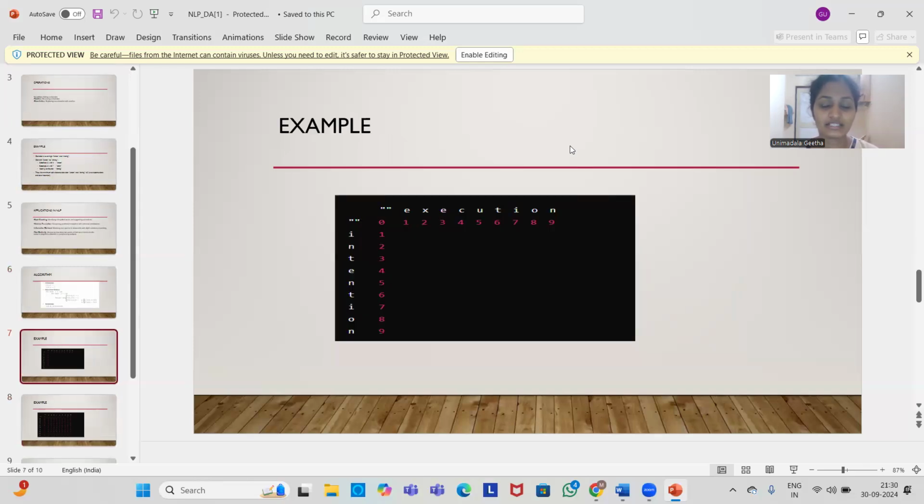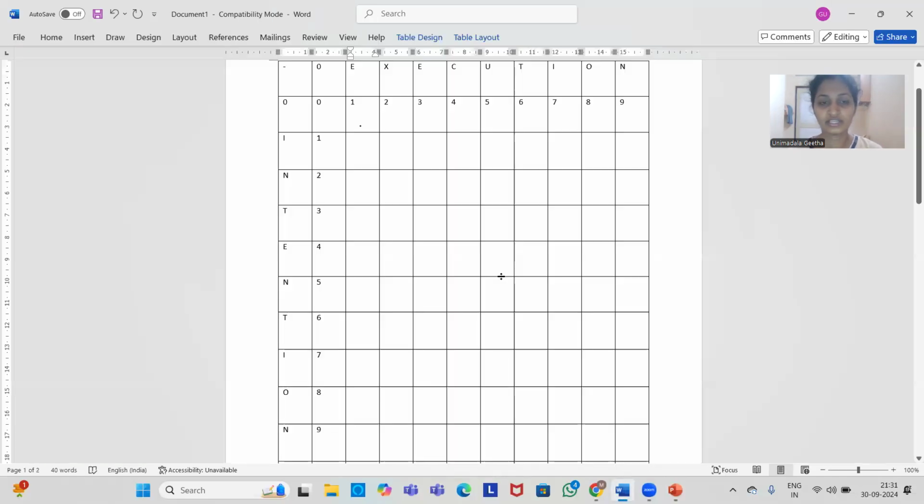Example, let us consider the strings execution and intention. Here are the execution and intention strings. We have to add 0, 1 to 9 here and 0, 1 to 9 here. We have to find the minimum edit distance between execution and intention.